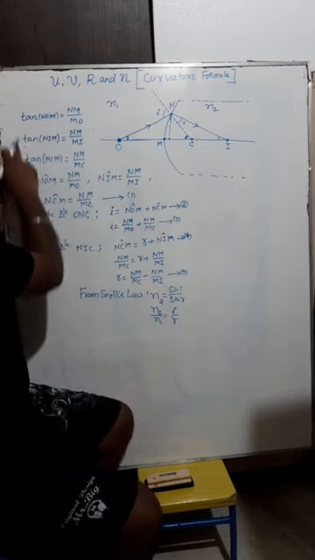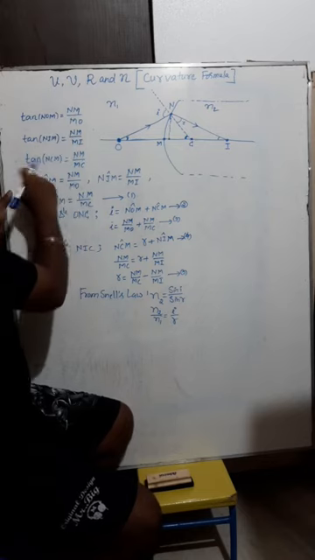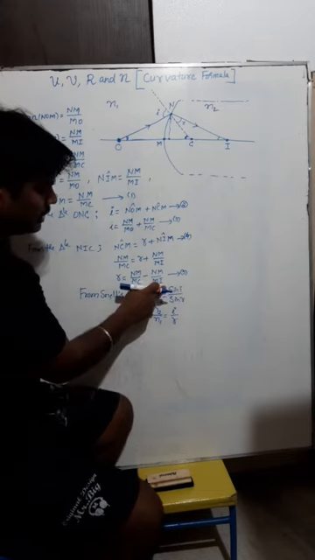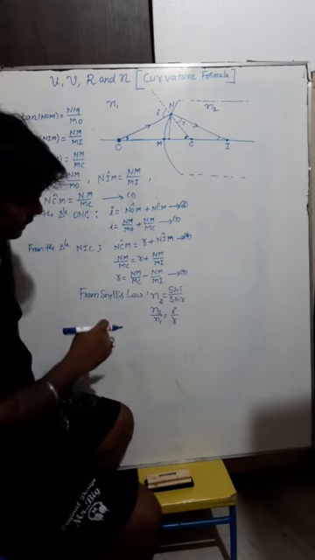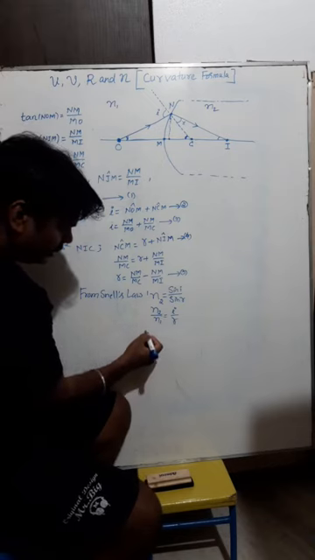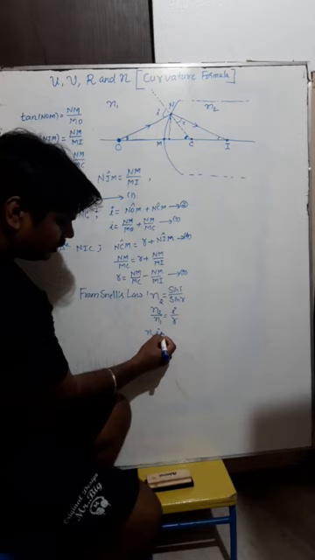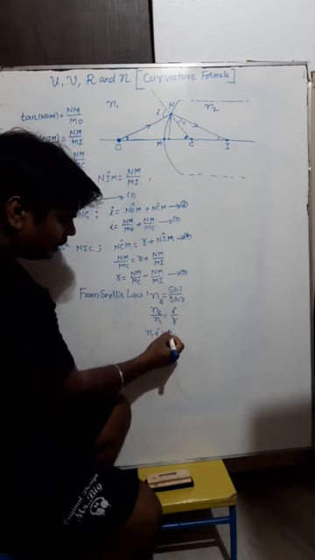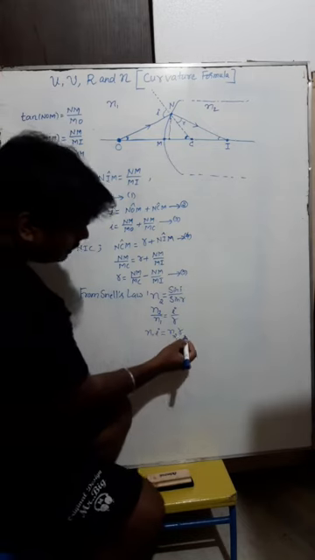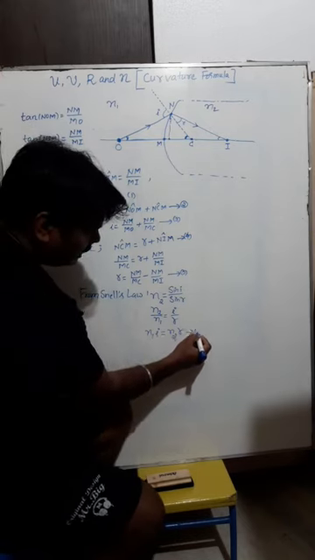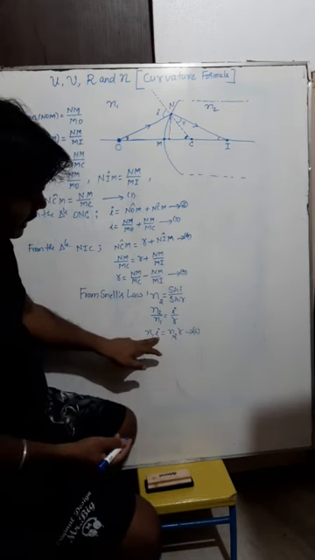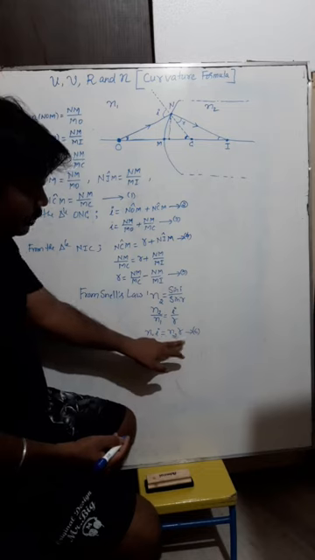The same thing was done here also. Since the angle is small, we are ignoring the trigonometric function tan here, and here we are ignoring the trigonometric function sine. Now you take the cross multiplication, N1 into I, which is equal to N2 into R. We call this equation number 6. Now we got the equation N1 I is equal to N2 into R.